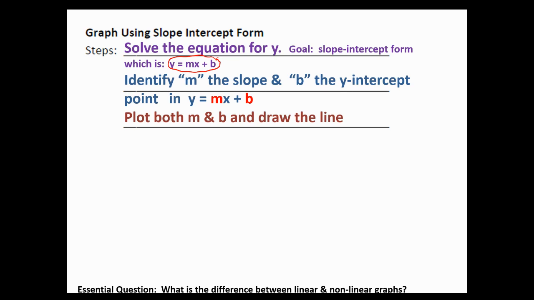The m represents the slope of the line. So m is, does the line go up and over, rise over run? So if it's pointing upward, the m is a positive number. So this is a positive m. If your line falls down towards the right, then this is a negative m or a negative slope.